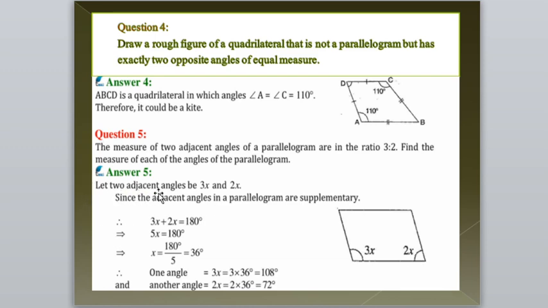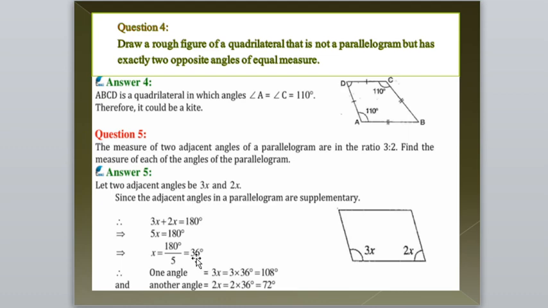So let the two adjacent angles be 3x and 2x. Since the adjacent angles in a parallelogram are supplementary, the addition of these two angles is equal to 180 degrees. So that is 3x plus 2x equals 180 degrees. 3x plus 2x is 5x. 5x equals 180 degrees. Then x equals 180 degrees divided by 5. As 5 and x are in the form of multiplication, we will transfer this 5 to the other side in the form of division. So 180 divided by 5 is equal to 36 degrees. So here we got the value of x as 36 degrees.